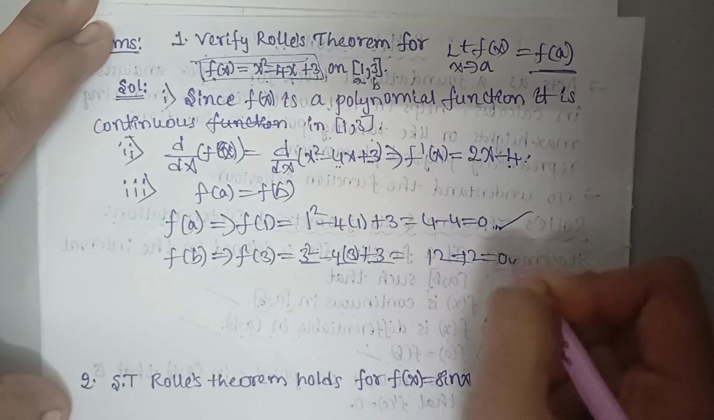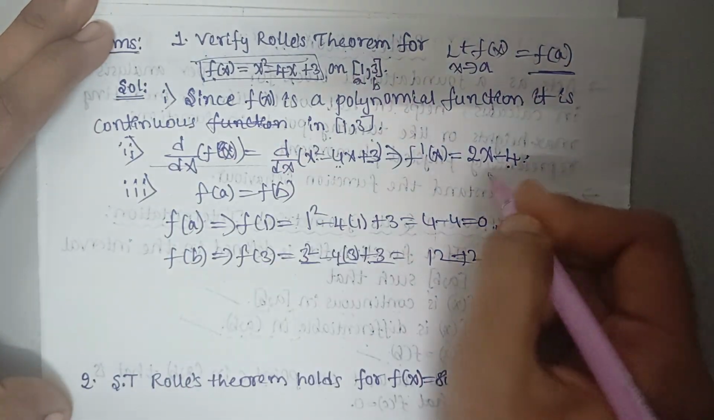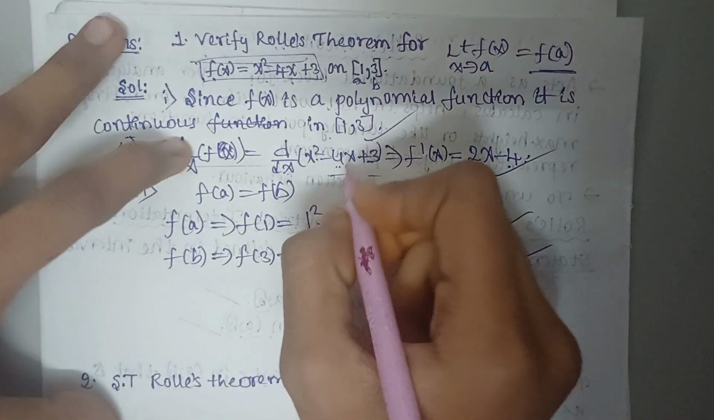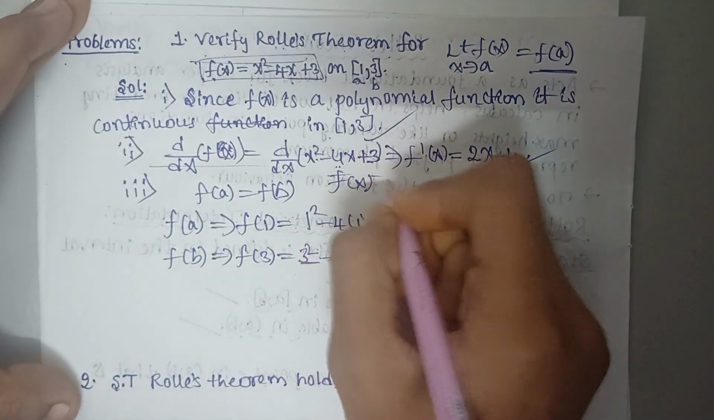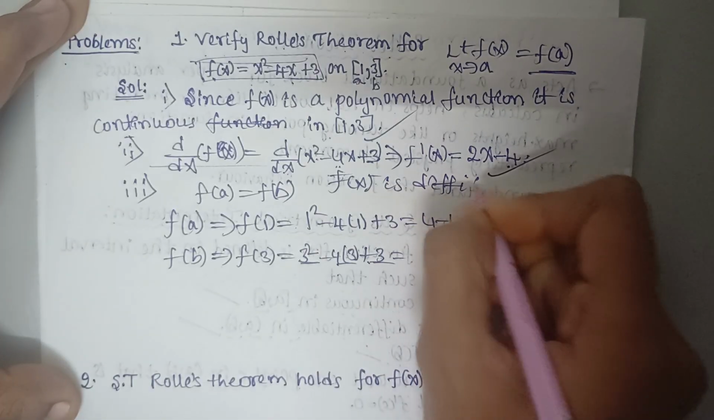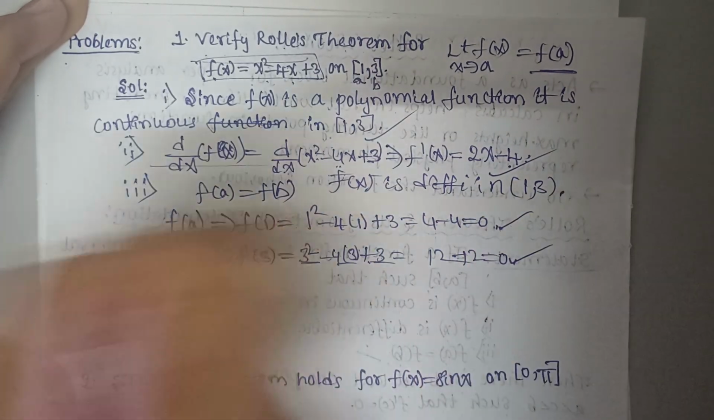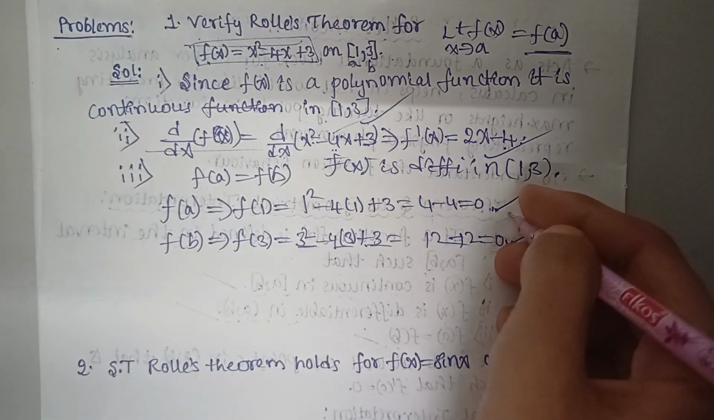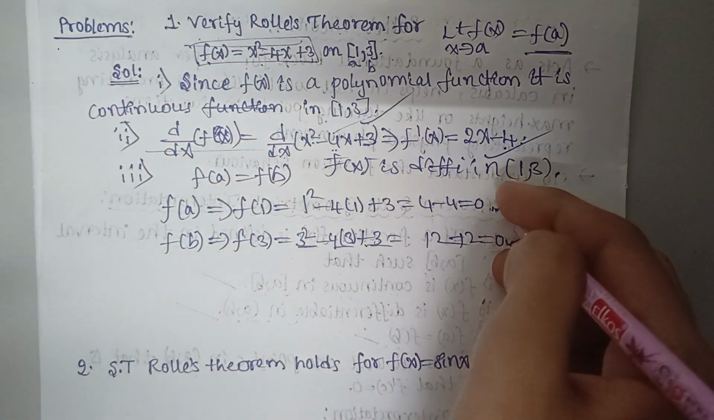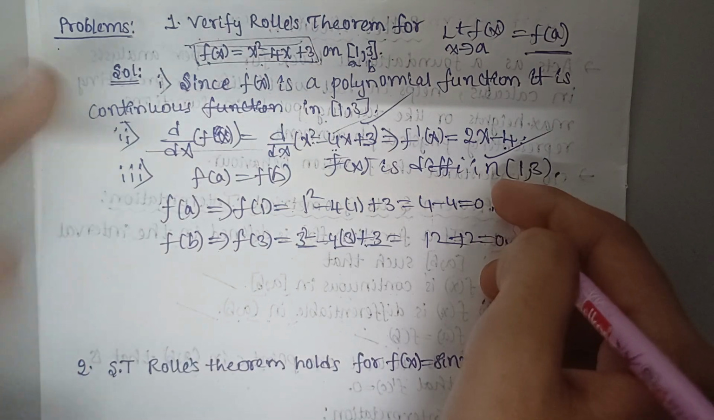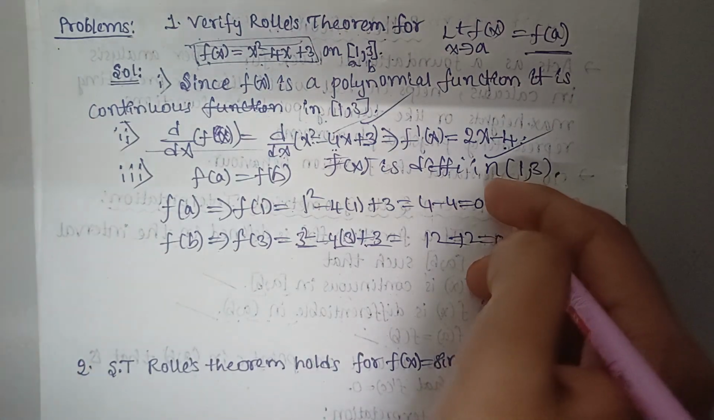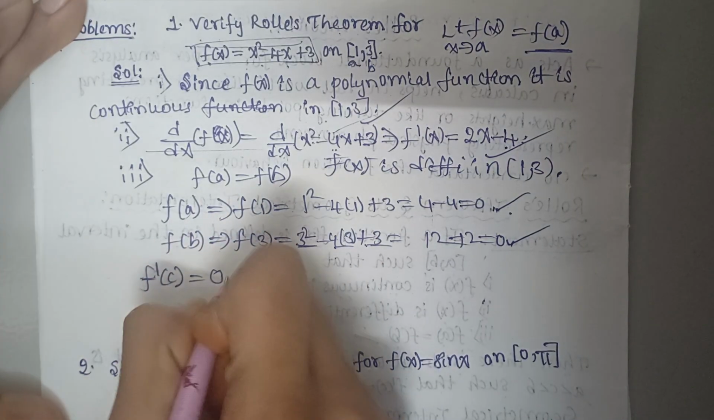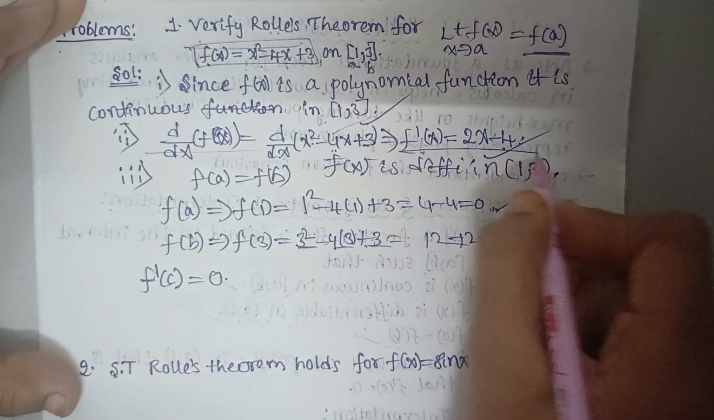Here, since f of a is equal to f of b, and the function is also differentiable and also continuous, you have to write this point, that is, f of x is differentiable in the open interval (1, 3). Since these three conditions are satisfied, our next step is, then there exists at least one point c in (a, b) such that f dash of c should be equal to 0. That means you have to equate f dash of c to 0. Here, what is f dash of x? It is 2x minus 4.